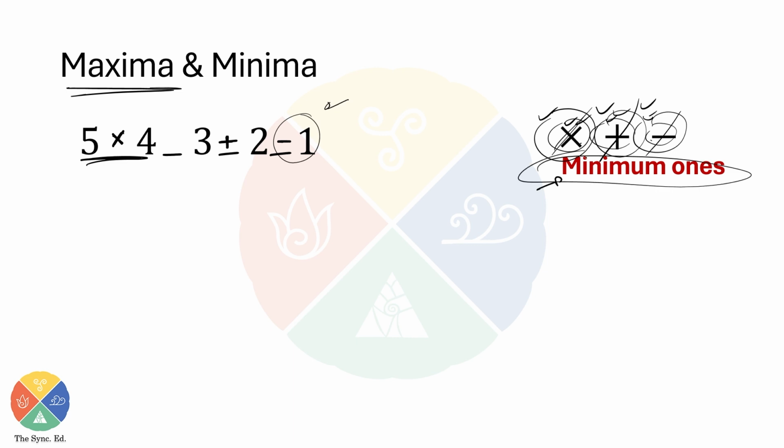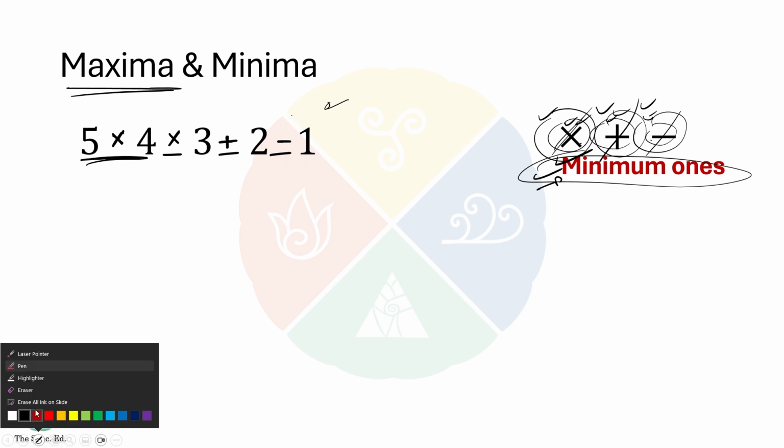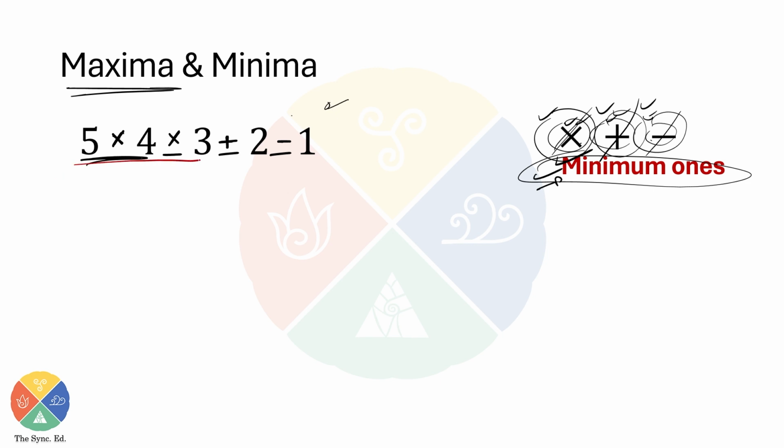Plus also has been used. So the minimum ones condition has been met. Now I am free to repeat one of the values. I'm going to put one into here. This is going to be the highest possible value, because if you observe, you can see that all the big numbers are getting multiplied, and then the next numbers, out of them the biggest one is getting added, and the smallest, the least one is getting subtracted. So this is going to be the biggest number.